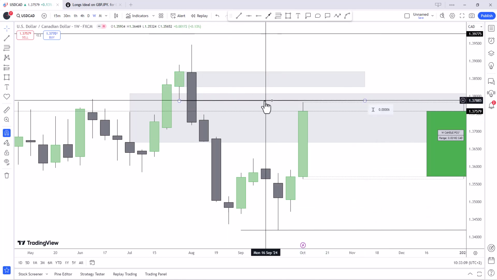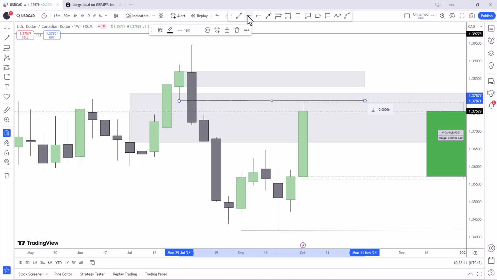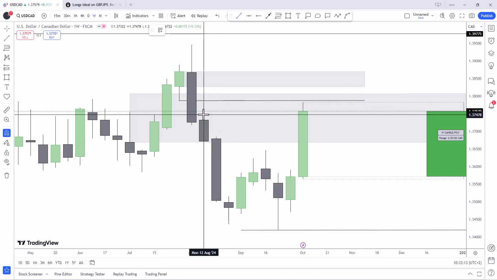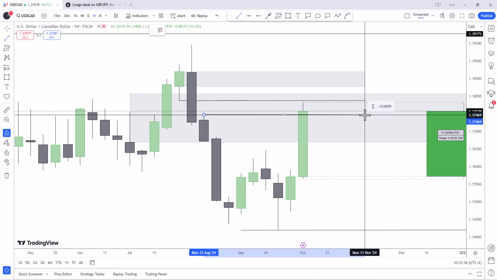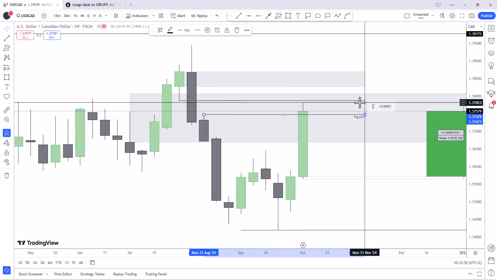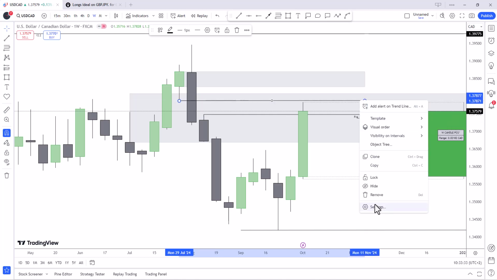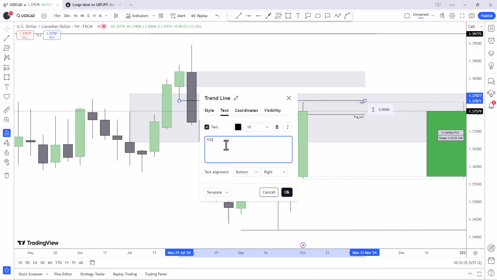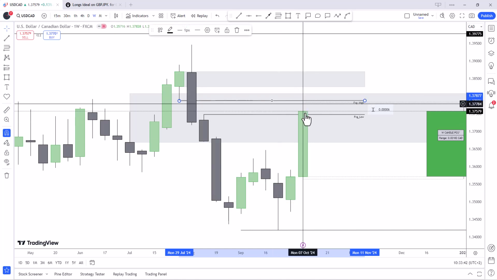Let me just put a proper straight line there. I don't like lines that are not straight. That's as bad as it can get. So this is our FVG low. That's our FVG low, and then here we've got our FVG high, right? So that's the high, and you can see where price is.